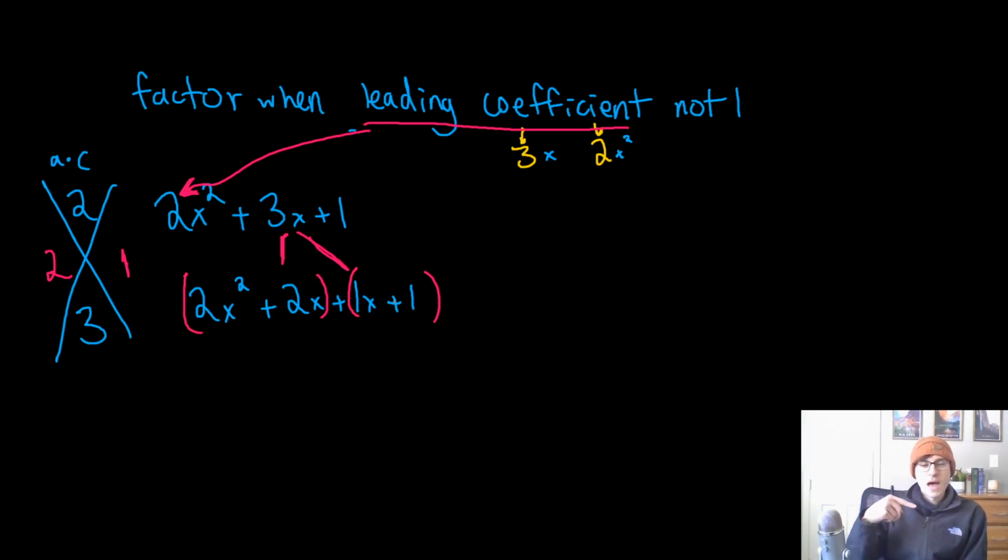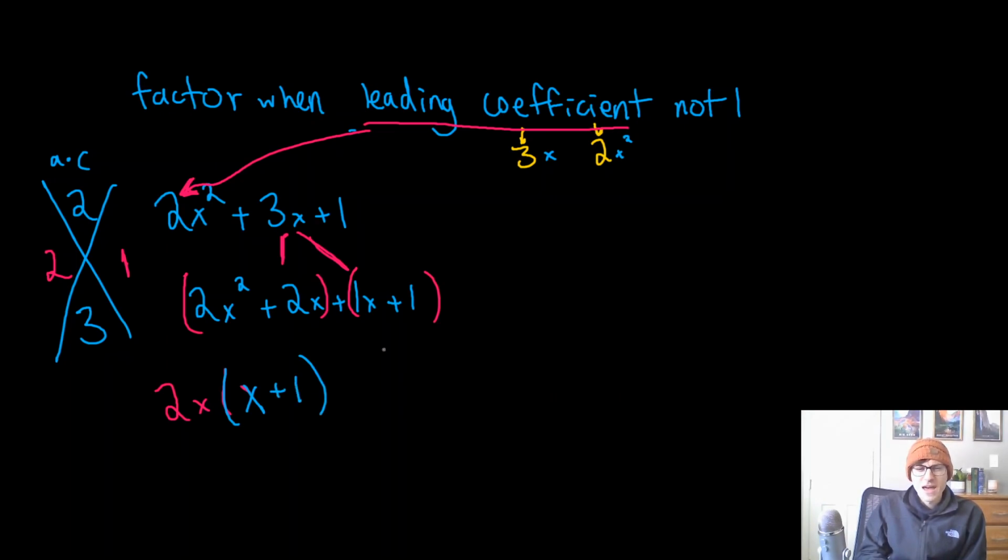Now I need to take you back to when we factored out the greatest common factor. What's the greatest common factor of 2x squared plus 2x? Well, I can factor out a 2, right? They share a 2. And I can also factor out an x. And so what's left? Well, 2x squared divided by 2x is x. And 2x divided by 2x is 1.